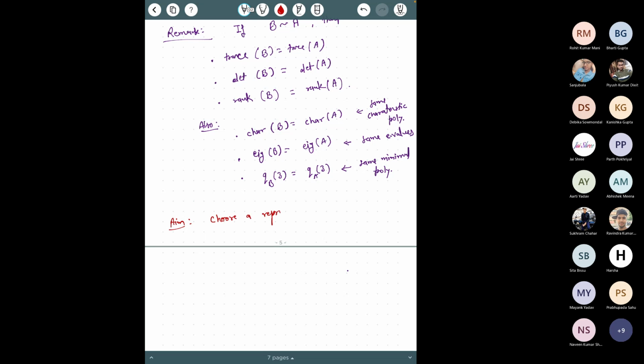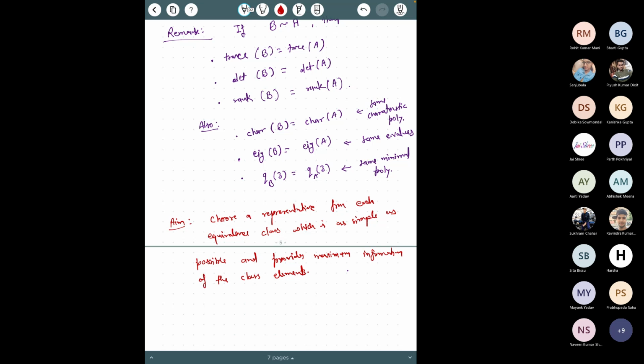choose a representative from each equivalence class which is as simple as possible and provides maximum information about the class elements.